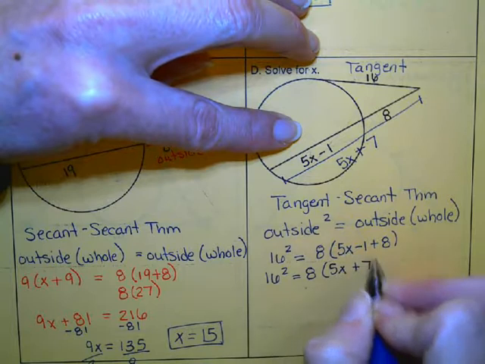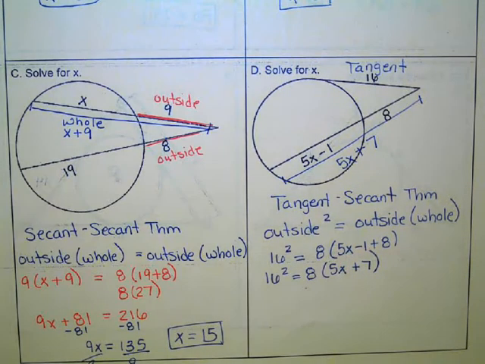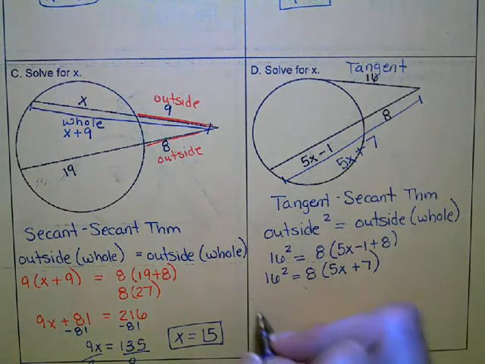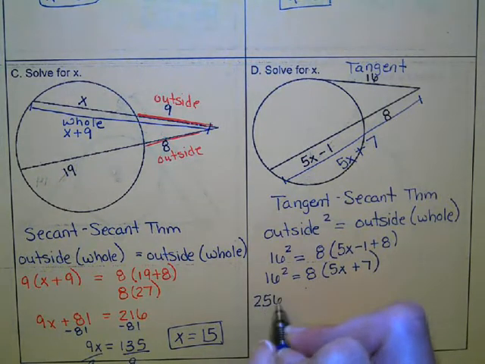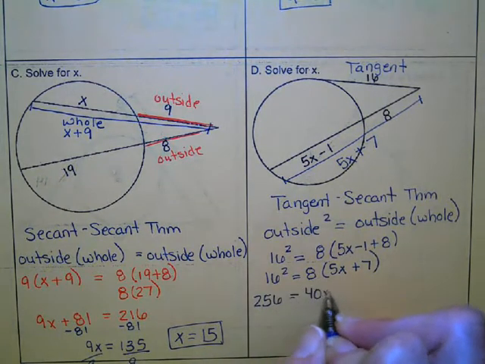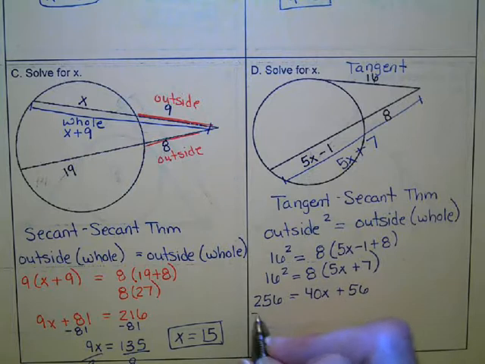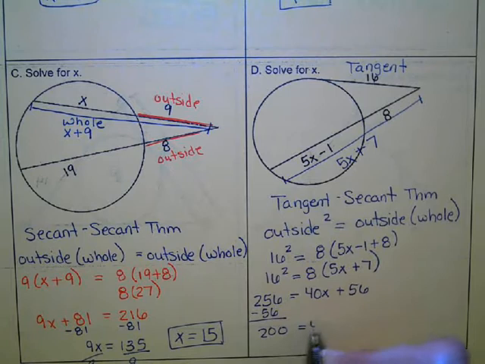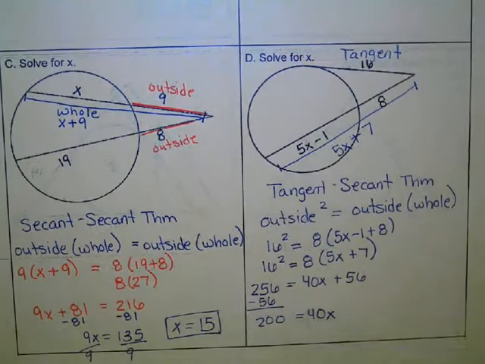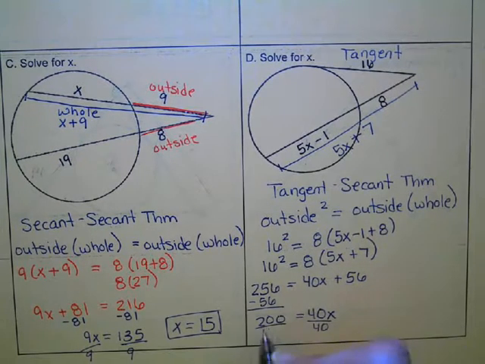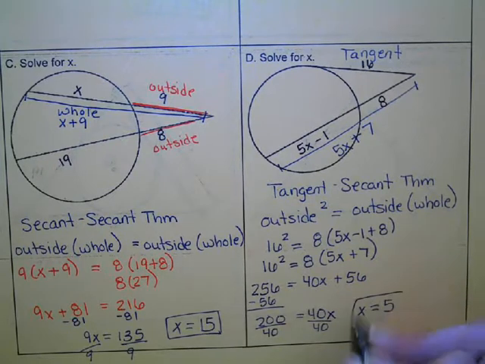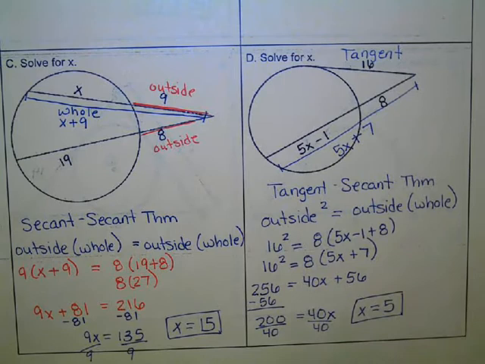Okay, to solve, we would want to distribute and square 16. I'm going to subtract the 56 to the other side. So 200 equals 40x. Then we'll divide. x equals 5. And it just says solve for x, so I think we're done.